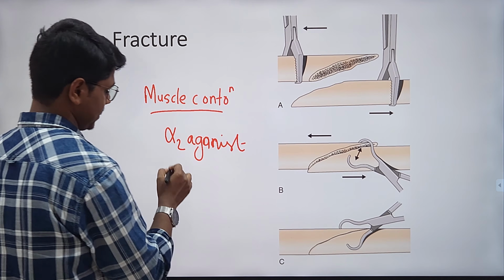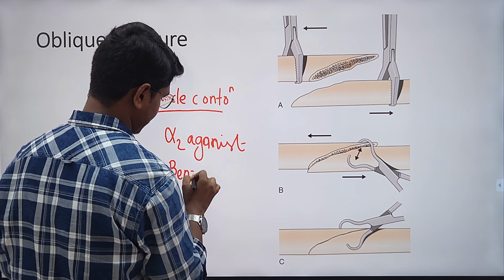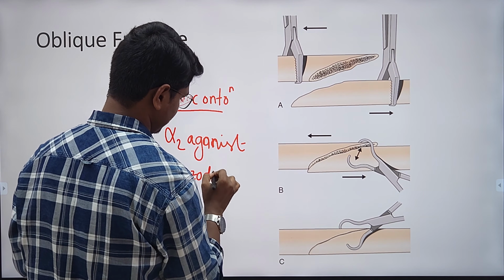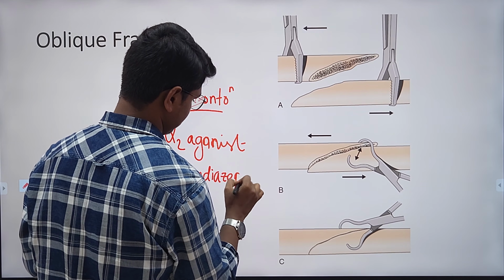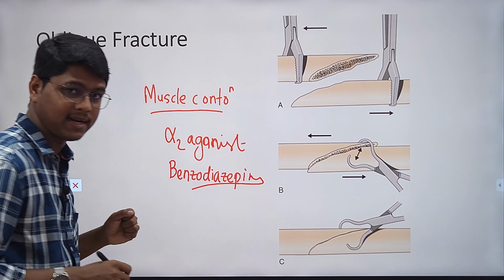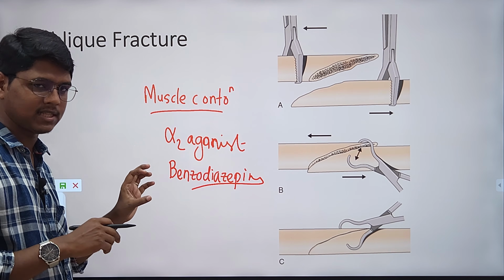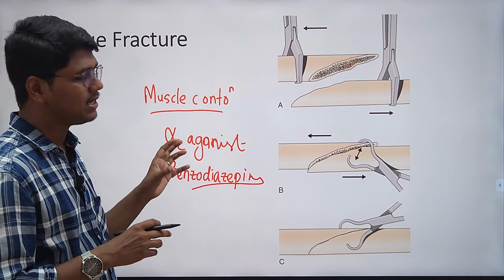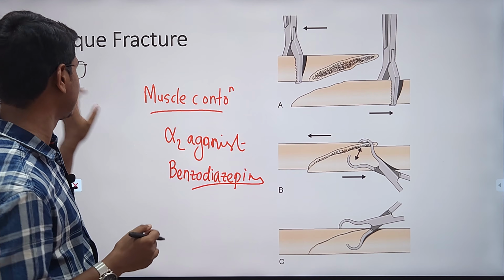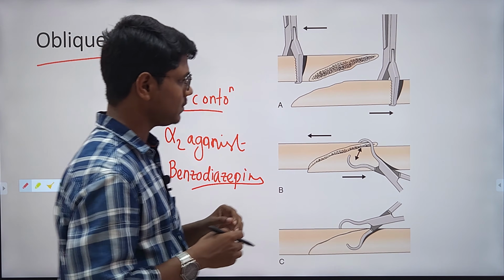Another is benzodiazepines, like diazepam and midazolam. All those are good muscle relaxants. So if you are incorporating these things in your anesthetic protocol, then it becomes a little easier. Let us come to our own chapter.